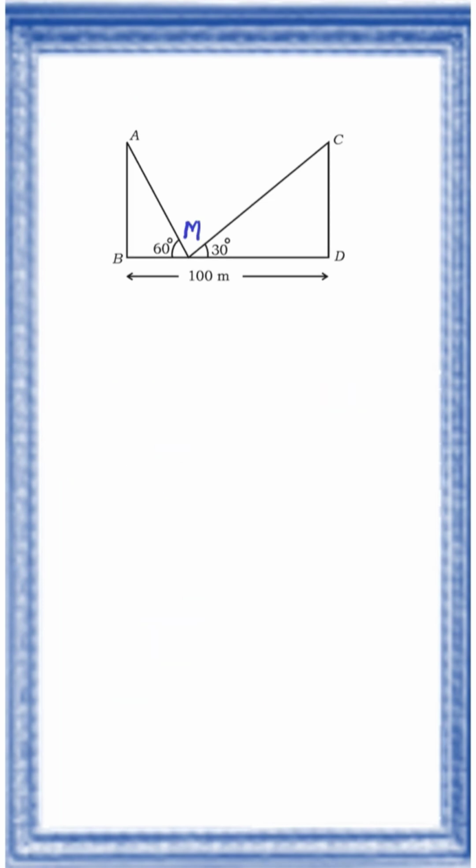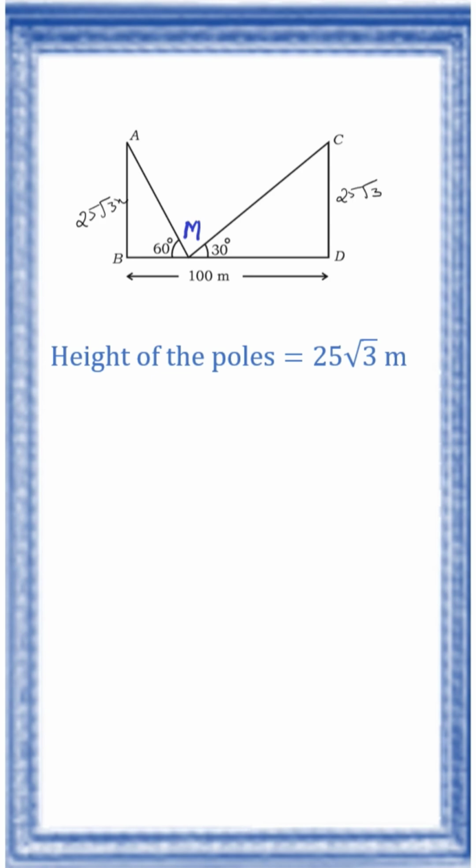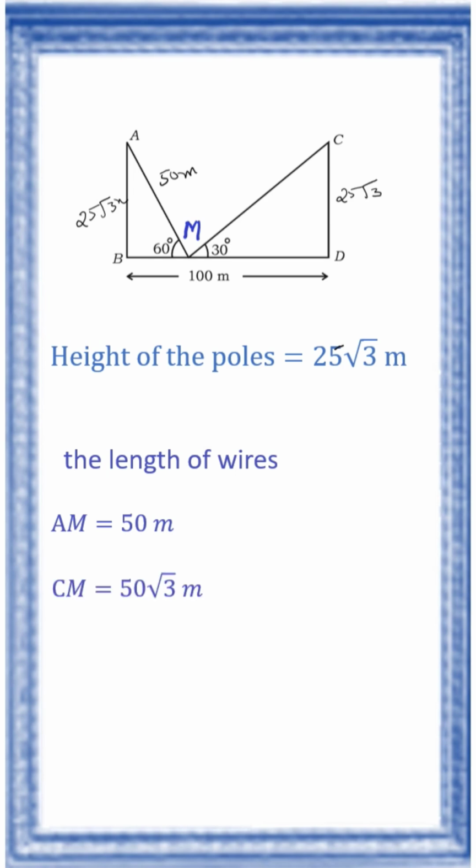So the height of the poles is 25 root 3 meter. Once again writing the answer. Length of the wires, which wires? AM is 50 meter and CM is 50 root 3 meter.